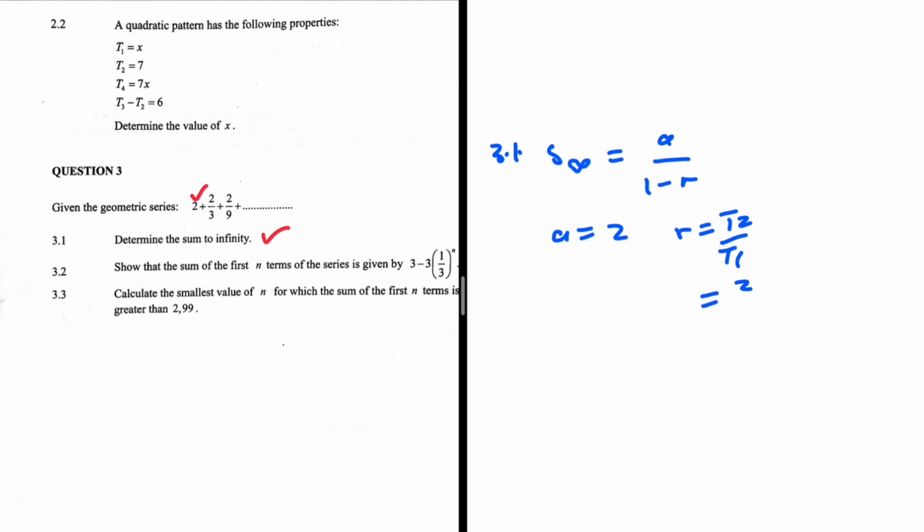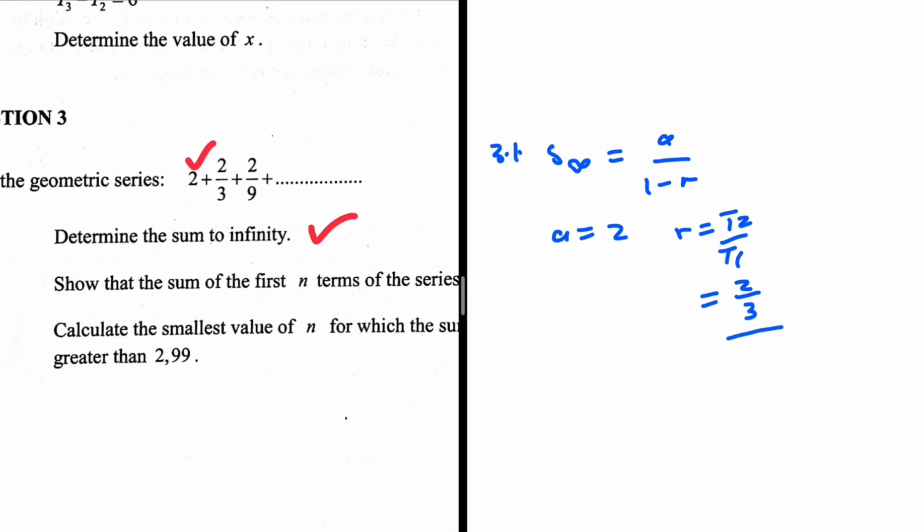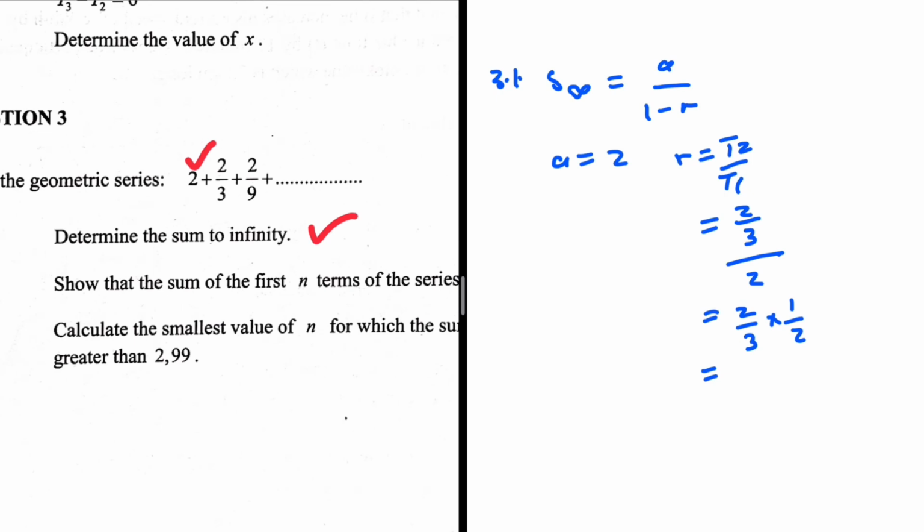t2 is 2 over 3, as we can clearly see, right? And t1 is 2. So this is equal to 2 over 3 multiplied by 1 over 2. So this is just equal to 1 over 3. So here we go. We have a, we have r.